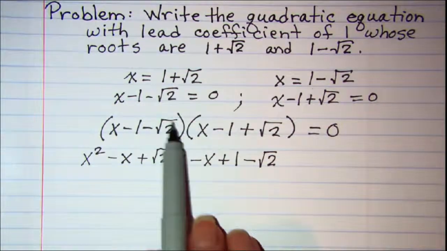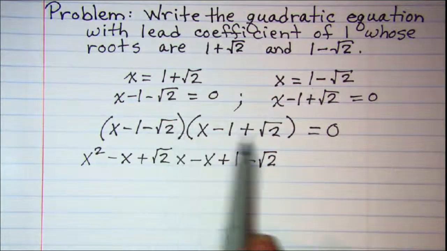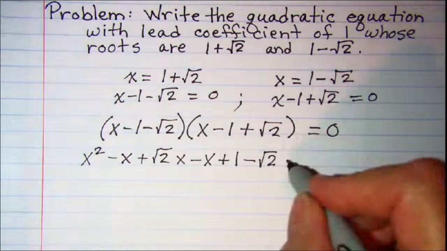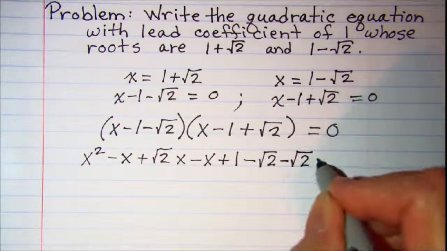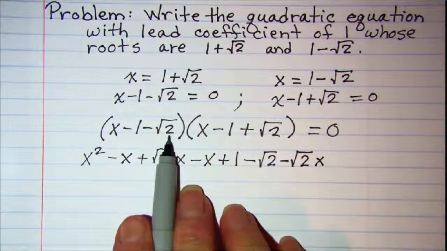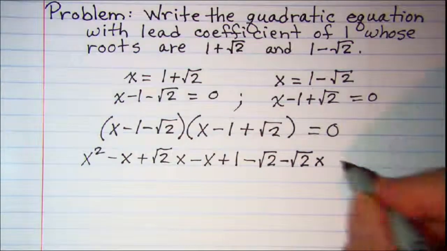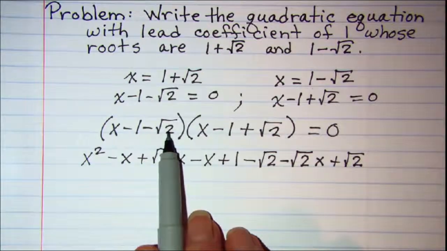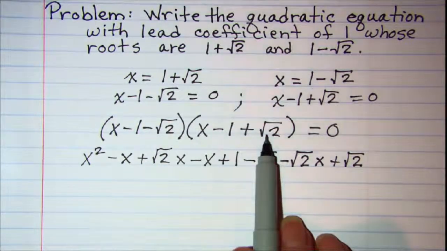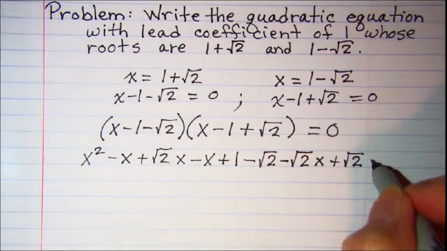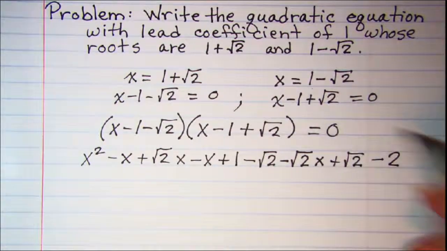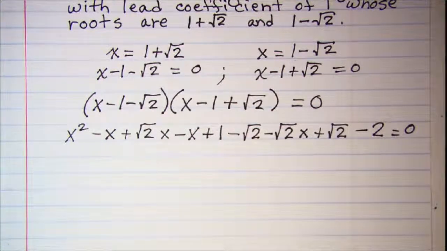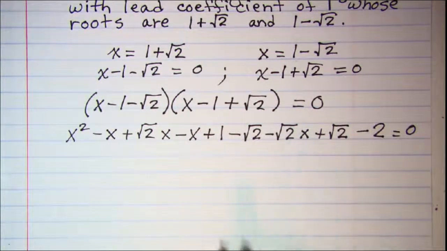And then finally, let's take this negative radical 2 through the trinomial. So negative radical 2 times x, and negative radical 2 times negative 1, and a negative radical 2 times the positive square root of 2 is a negative 2. And that's all equal to 0. So here's our equation. We just need to combine some terms.